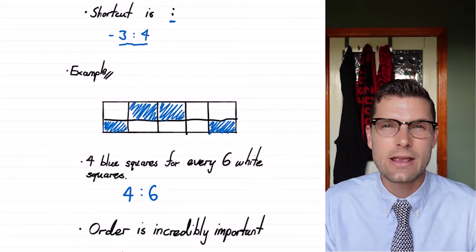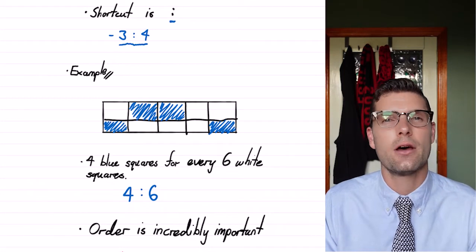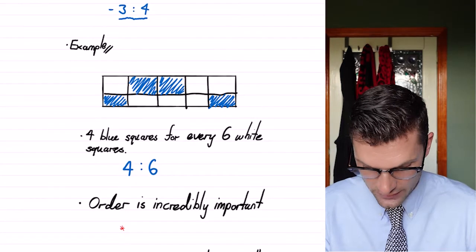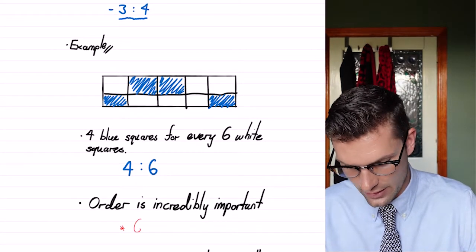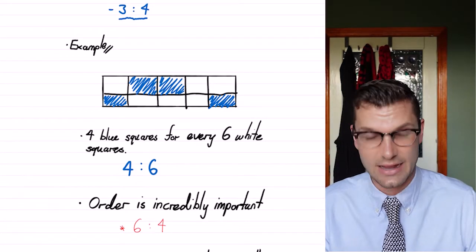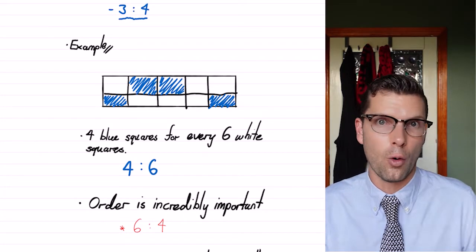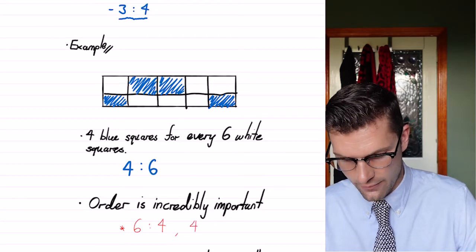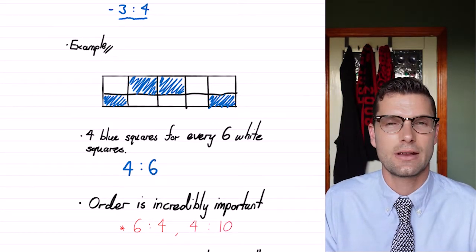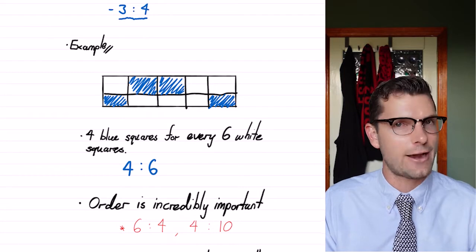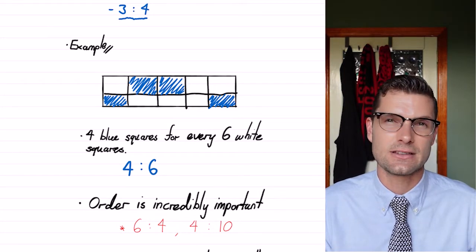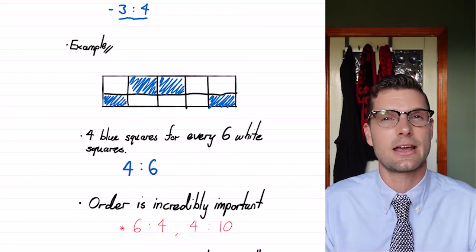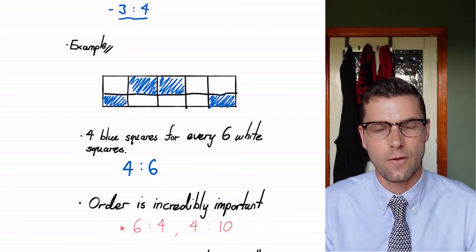The thing that's really, really important is the order of the things in the mathematical sentence. So this is not the same as saying 6 to 4, because that would be saying there are 6 blue ones to 4 white ones. It's also not the same as writing 4 out of every 10 is blue. That's not the same either. We've got to use fractions for that. So neither of these ones is correct. The order and the language really matters. So if you just take a little second before you answer the question, you're going to be fine.